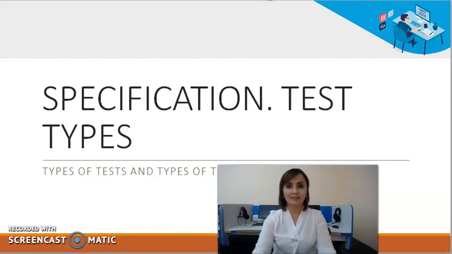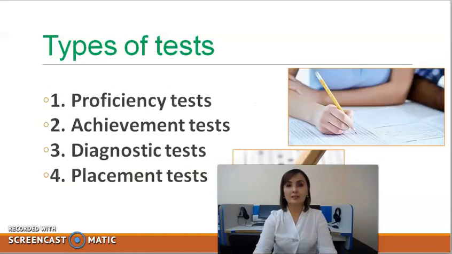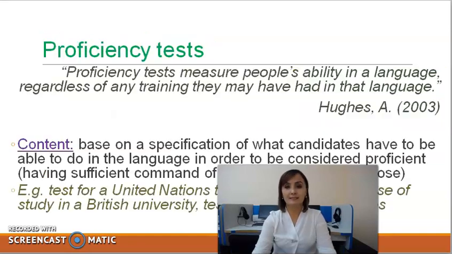Dear students, today in our lesson, we will speak about specification, types of tests. So what kinds of tests are differentiated in the English language? In the English language, four types of tests are distinguished. The first one is proficiency tests, then achievement tests, diagnostic tests, and placement tests.